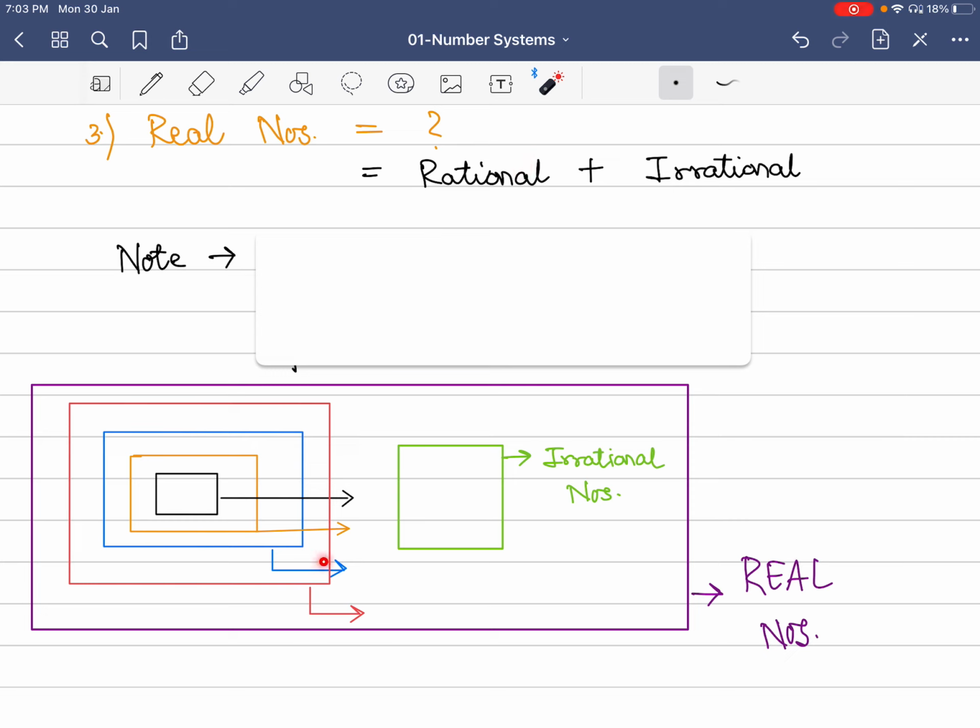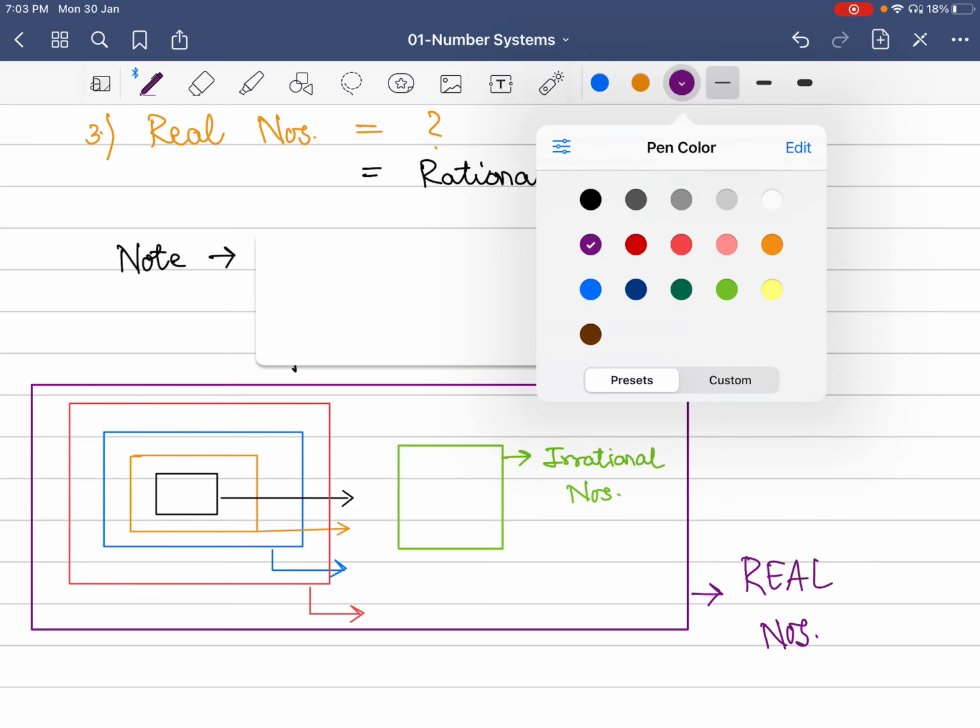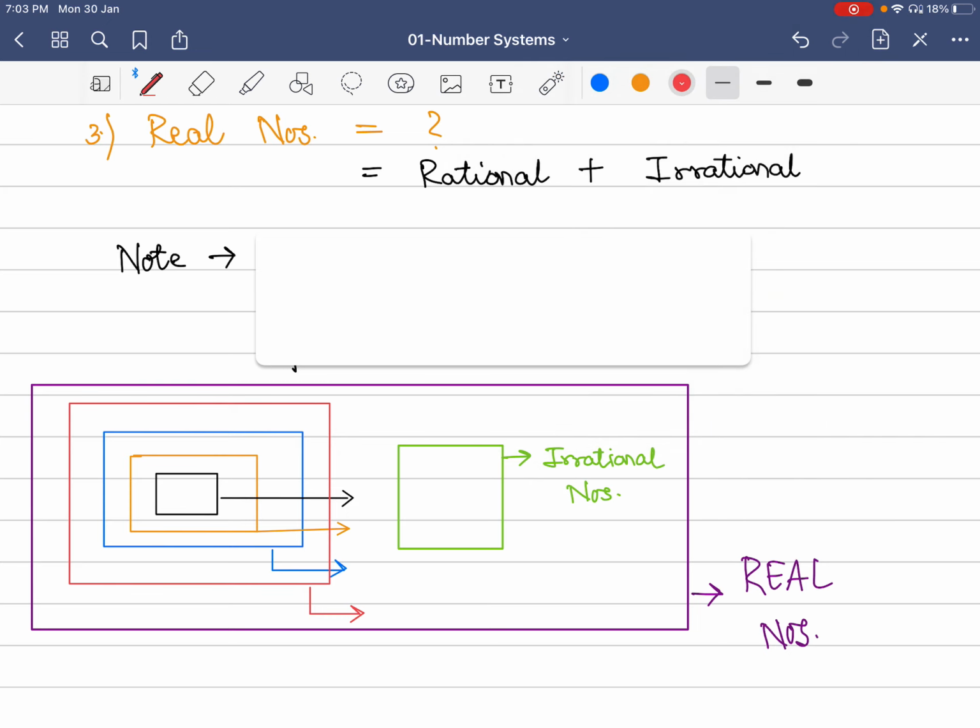So these are my rational numbers. Obviously, rational numbers also include all the integers, the blue one, all the whole numbers, the orange one, and all the natural numbers, the black one. So these are rational numbers, the red box, and this is irrational numbers, and the set of both of these becomes our real numbers.